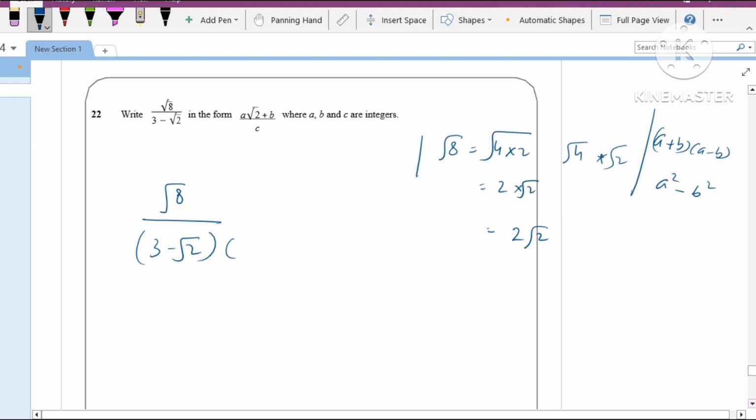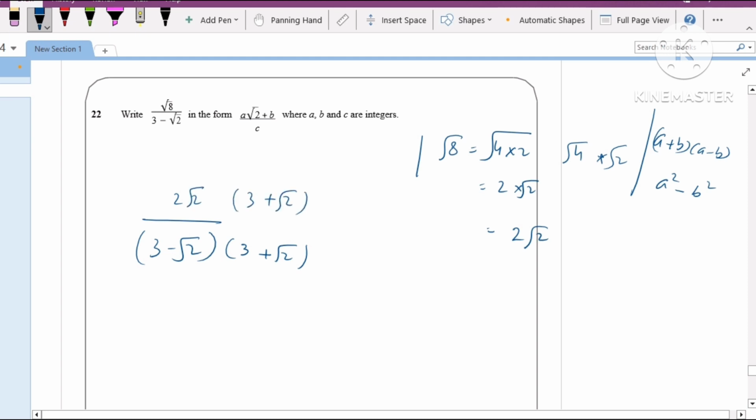So we will multiply it by 3 plus 2 square root. This is a plus b into a minus b, which becomes a square minus b square. So 8 can be written as, I am going to write 8 as 2 square root 2, and times it by 3 plus square root 2.